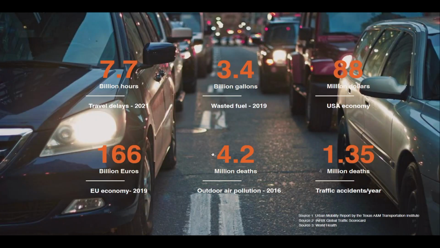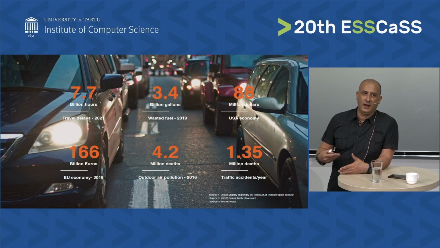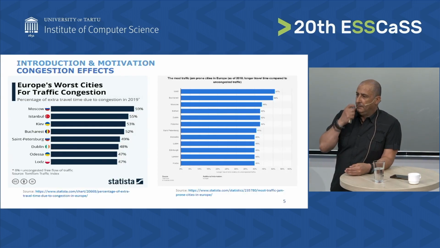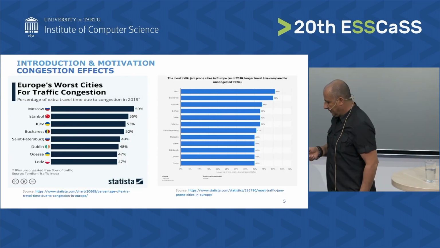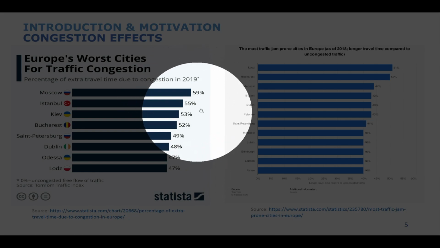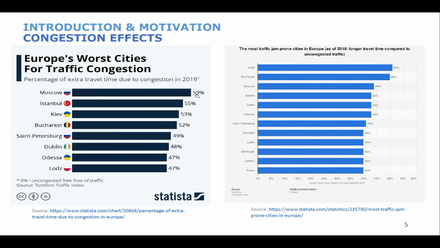So I think that these statistics are clear evidence that there is some urgent action to be undertaken. Let's put the focus on this statistic, for example: what is the percentage of extra time due to congestion in 2019?